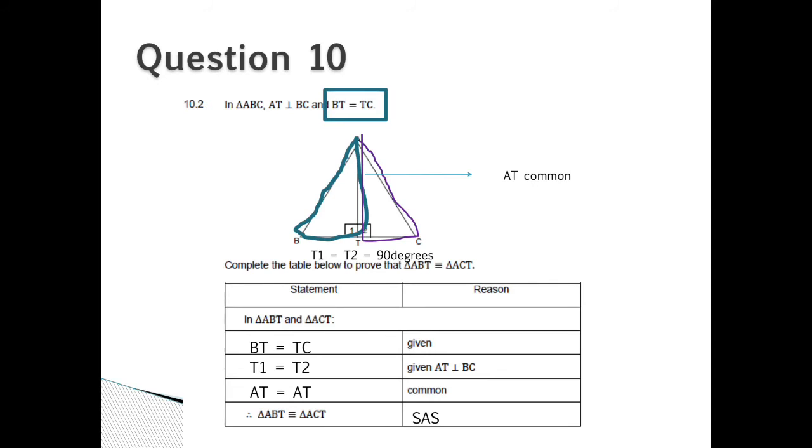We are also given that T1 is equal to T2 because AT is perpendicular to BC. If you look at your triangles, you can see that AT is equal to AT because it is common for both angles. Therefore, triangle ABT is congruent to triangle ACT, side, included angle, side.